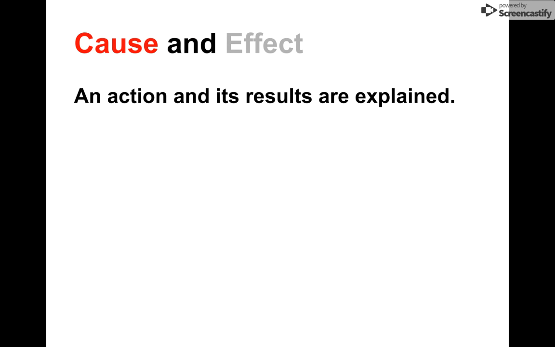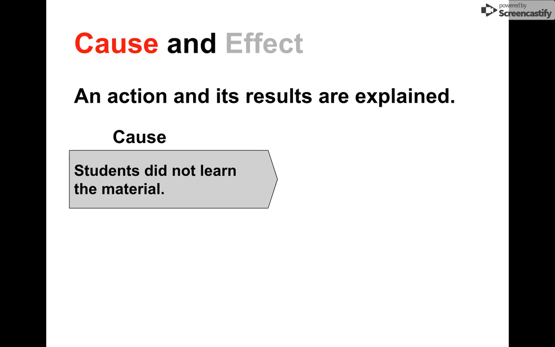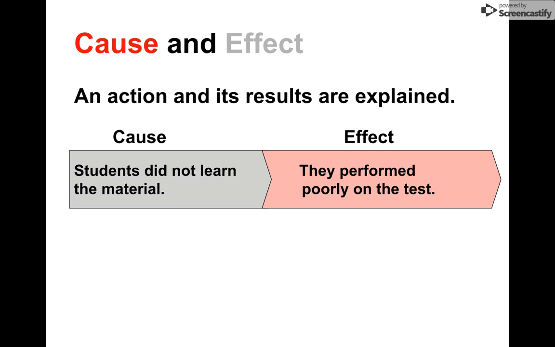Next, we have cause and effect. This is just where you have an action and its results are explained. So cause: if students did not learn material, then the effect would be that they would perform poorly on a test.